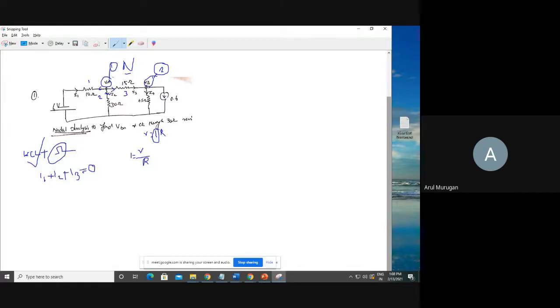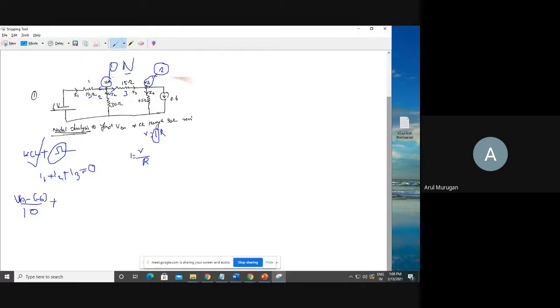Where is I1? This one is I1. Write VA minus, open the bracket, source. What is my source? My source is a minus, it is starting from the minus. So minus 6, divided by the R value. What is the R value? 10 ohm. Write the 10.